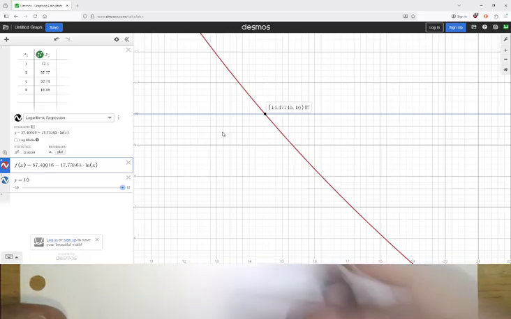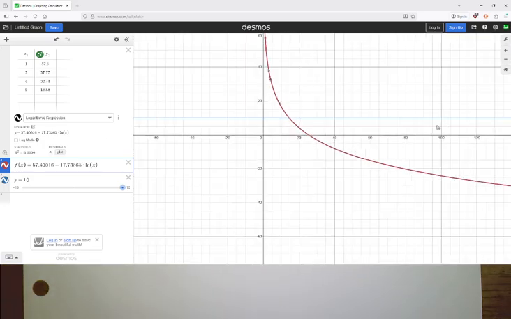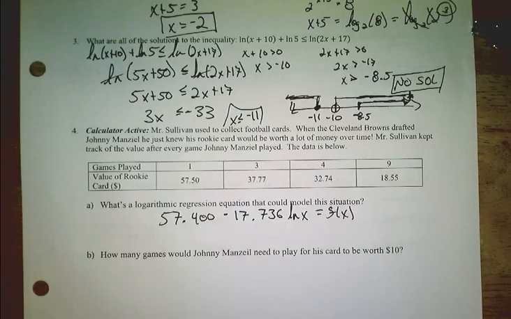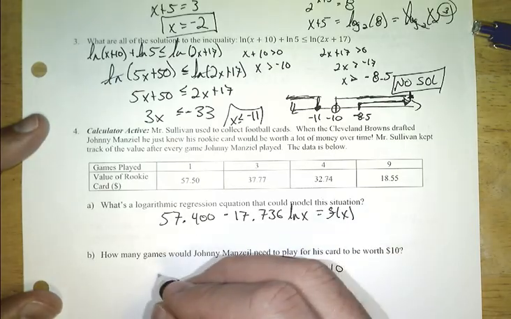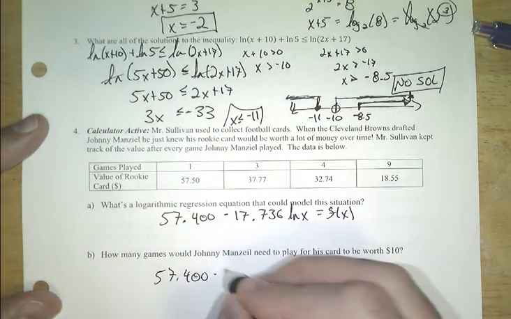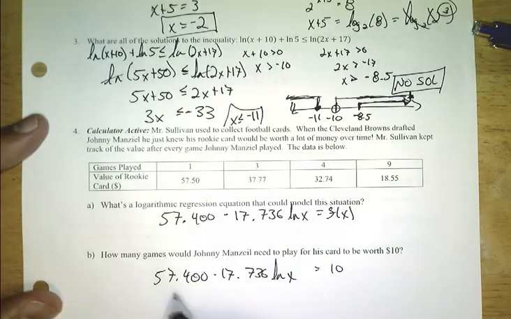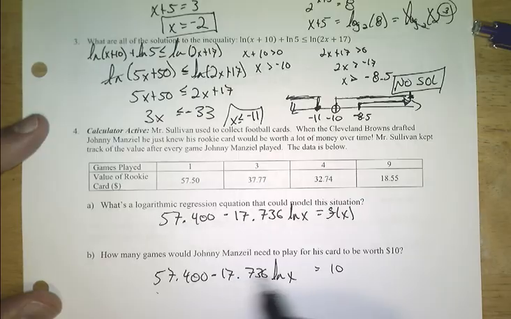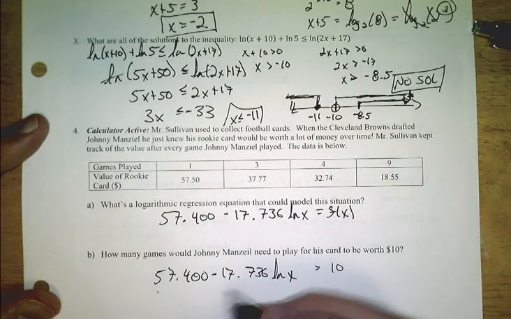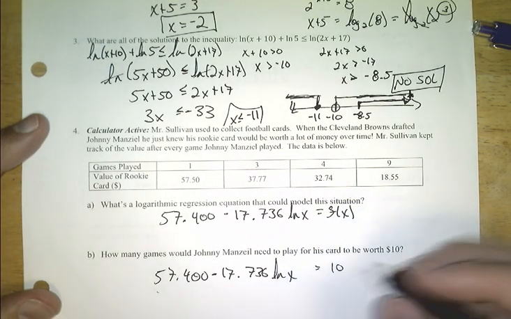And let's say that didn't work, like let's say this was way off in the distance, like you didn't want to scroll all the way over, you could always set everything equal to the function. So you would say something like 10 is equal to, and then you would say all of this here, 57.400 minus 17.736 ln of x, and then you could solve it. So you would subtract 57.4 from both sides, you divide both sides by negative 17 point that, and then raise it to the e power, or sorry, make that e the base.